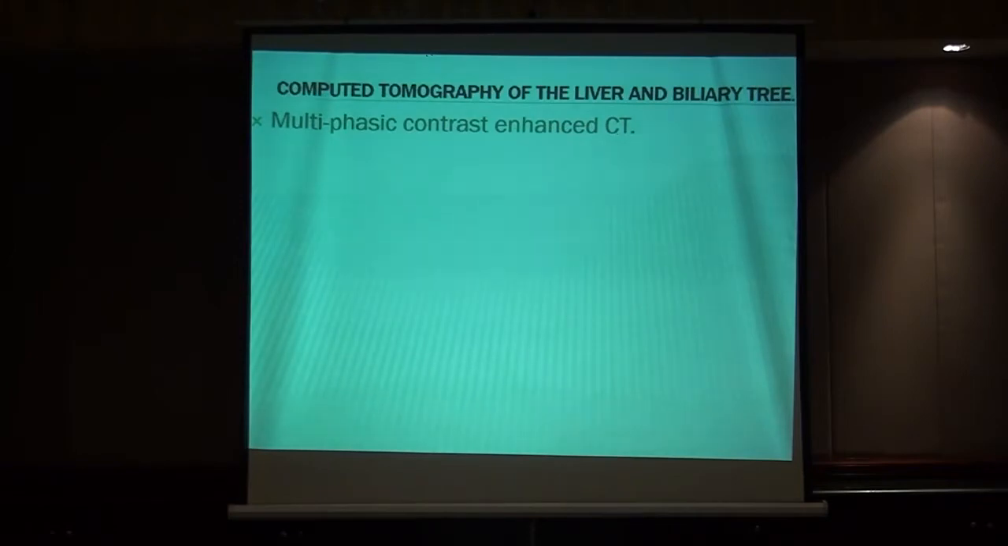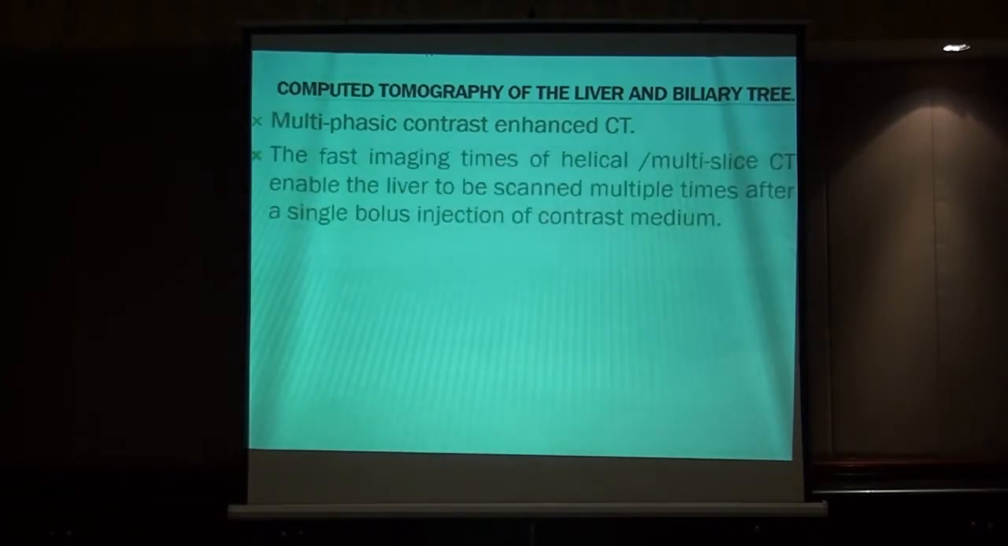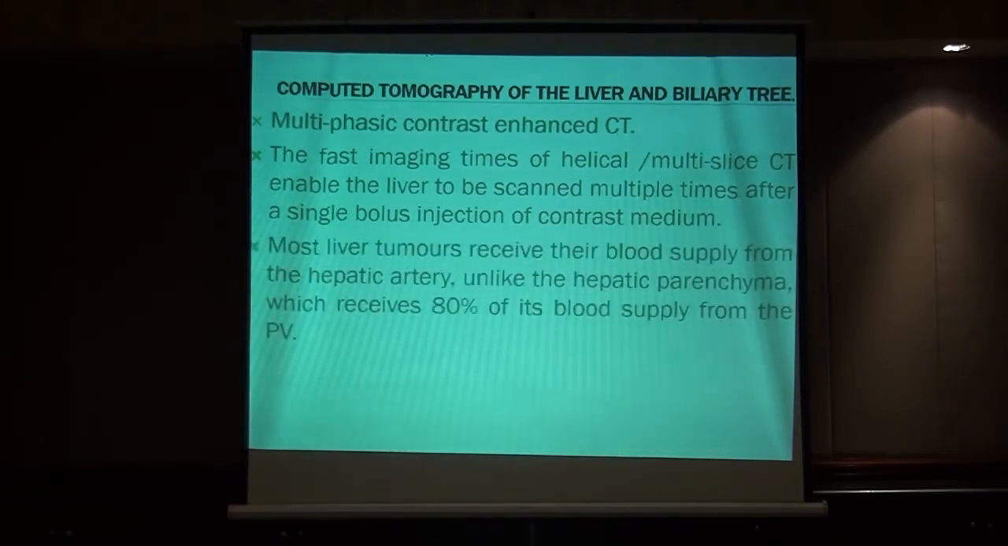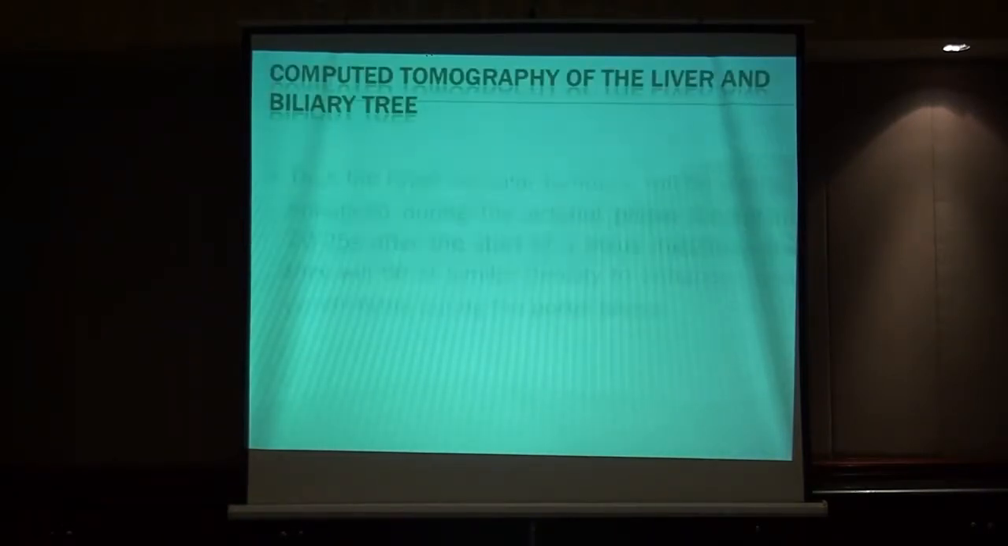The computed tomography of the liver and biliary tree consists of multi-phasic contrast-enhanced CT. The fast imaging times of helical multi-slice CT enable the liver to be scanned multiple times after a single bolus injection of contrast medium. Most liver tumors receive their blood supply from the hepatic artery, unlike the hepatic parenchyma, which receives 80% of its blood supply from the portal vein.